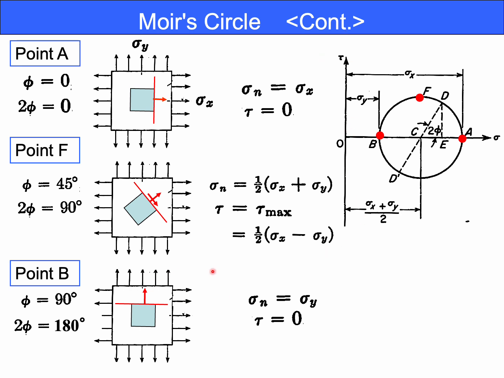And finally, look at the point B on the circle. At this point, 2 phi equals pi. That corresponds to the plane perpendicular to the y-axis, like this figure. On this plane, we can see that sigma equals sigma y, and tau equals 0 again.